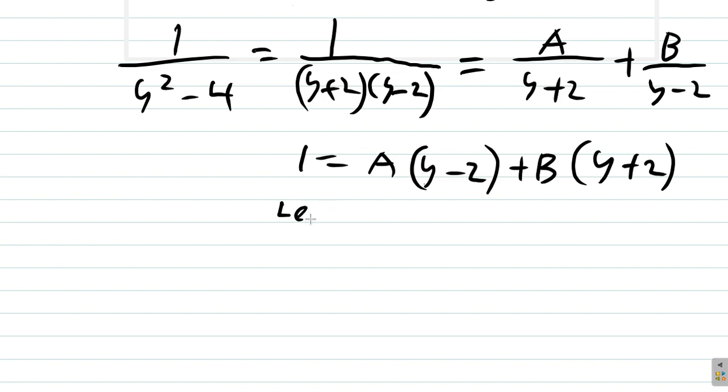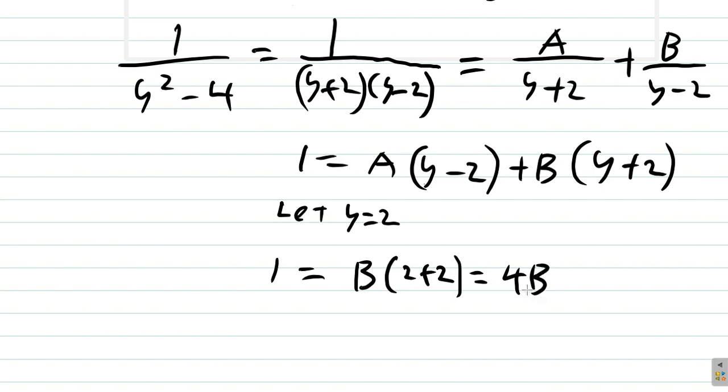You say, let y equal 2. You'd have 1 equal a times 2 minus 2, that's gone. You wouldn't have any a left. So you'd have b times 2 plus 2, which is equal to 4b. So b would be what? b would be a quarter. Alright.